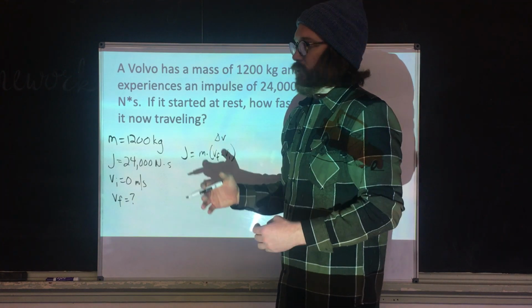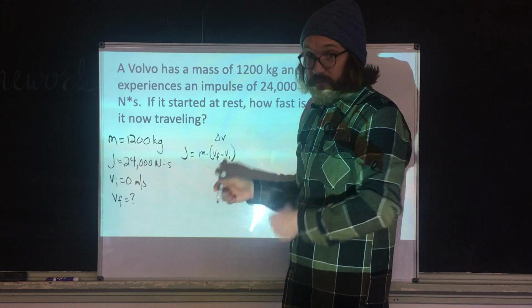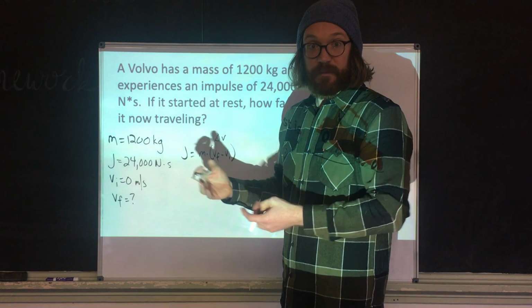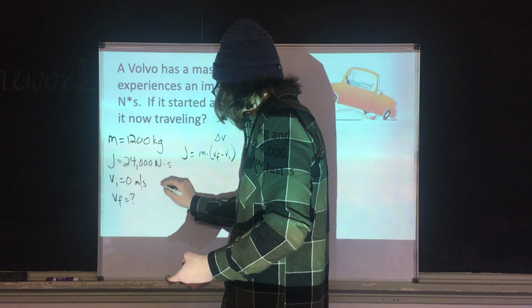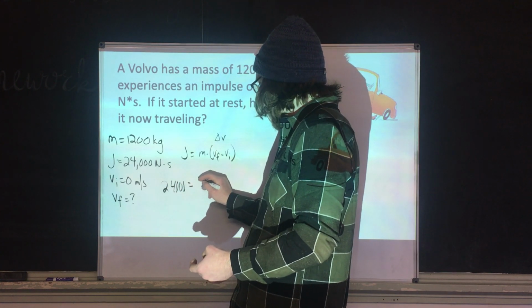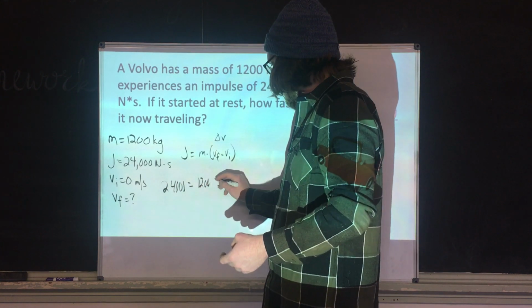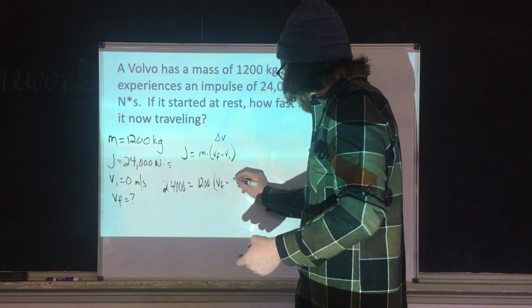How much money did you make? Well, how much money did you end up with, subtracting how much money you started with. That's the change in your amount of money. Plug your numbers in. J equals 24,000, which is equal to our mass, 1,200, times our final velocity, which is what we want, minus our initial velocity, which is 0.